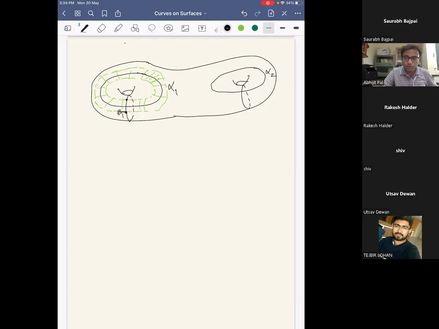So that was enough. First, you are taking out this tubular neighborhood of this alpha 1. Tubular neighborhood of this alpha 1, just some annulus, right? Because first you define this cut surface as alpha 1.